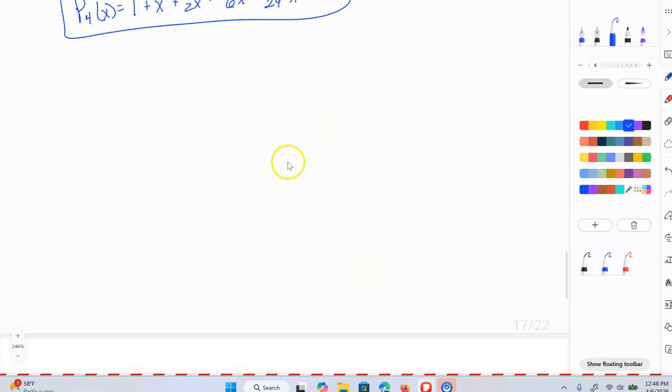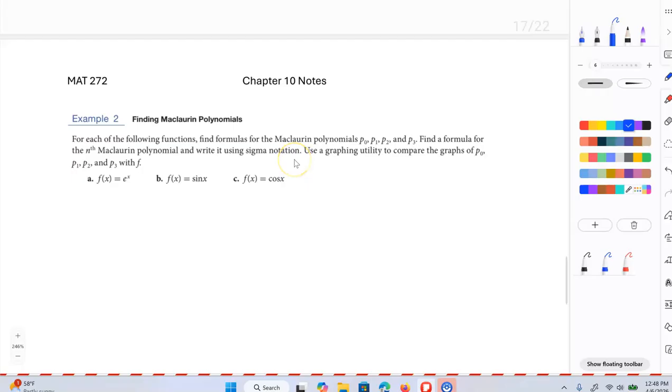So let's look at a few more examples where we're going to find some Maclaurin and Taylor polynomials. We already found it for e to the x. Let's look at sine of x and cosine of x, but instead of deriving it this time, we're just going to jump in and use the formulas for it.